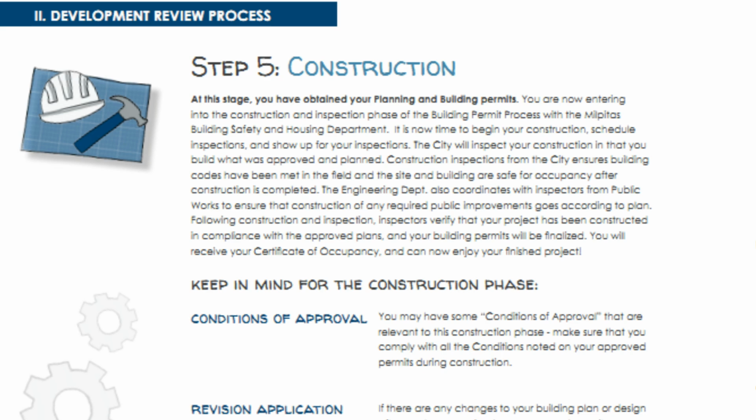Keep in mind for the construction phase. Conditions of approval. You may have some conditions of approval that are relevant to this construction phase. Make sure that you comply with all the conditions noted on your approved permits during construction. Revision application. If there are any changes to your building plan or design after you have received your approved permits, you will need to submit a revision application. This revision could trigger another planning review or building permit review, which will extend the timeline of your project and will require additional review and fees.